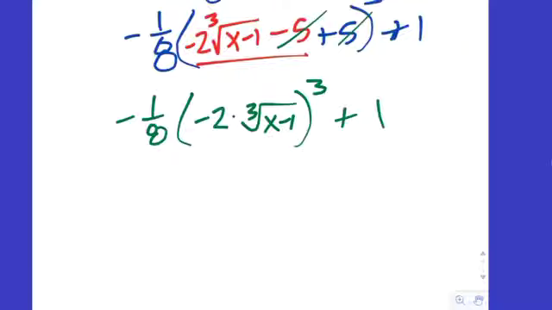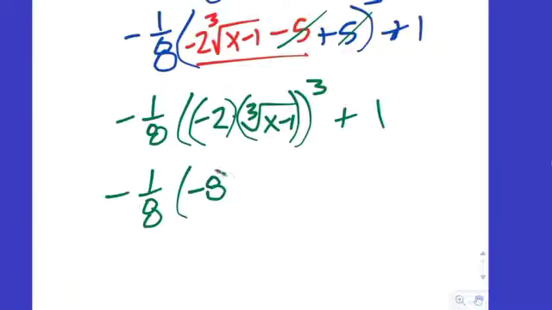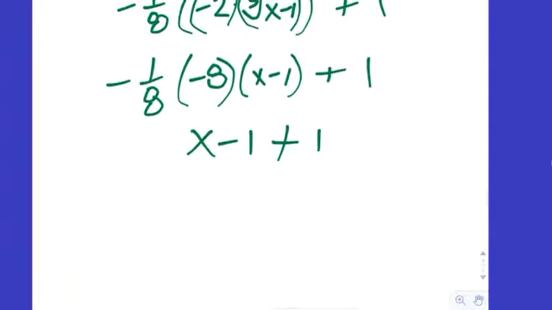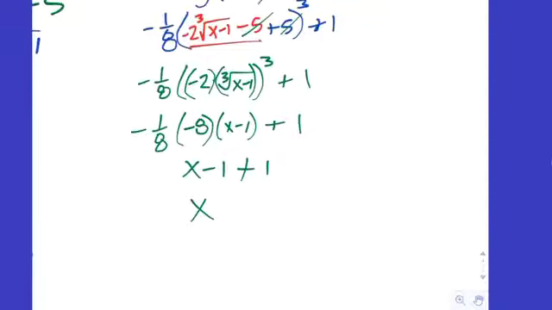Well, now, inside the parentheses, I basically have two factors. I can cube each of them. So I have a negative 1/8 times, what's negative 2 cubed? Negative 8. Good. And then the next one, what's the cube root of x minus 1, cubed? X minus 1. And then we got the plus 1. Now we can multiply our like factors together. Negative 1/8 times negative 8 gives us a positive 1, so we're left with x minus 1 times 1, which is itself, plus 1. And now what happens with the 1s? Sayonara, they cancel. And we're left with x.